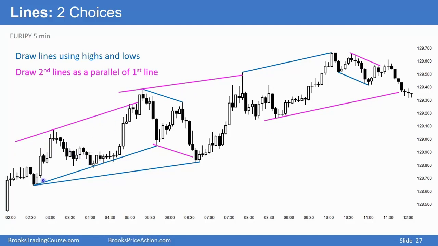So they get a bull trend line, create a parallel, and see what the market does. They have a bear trend line, create a parallel, see what the market does. A bull trend line, create a parallel, and see what the market does. A bull channel line, create a parallel, and see what the market does.